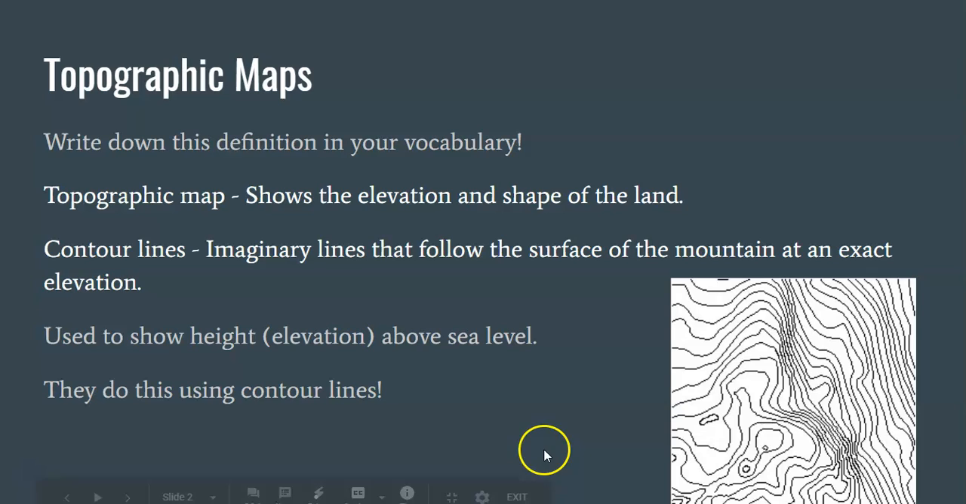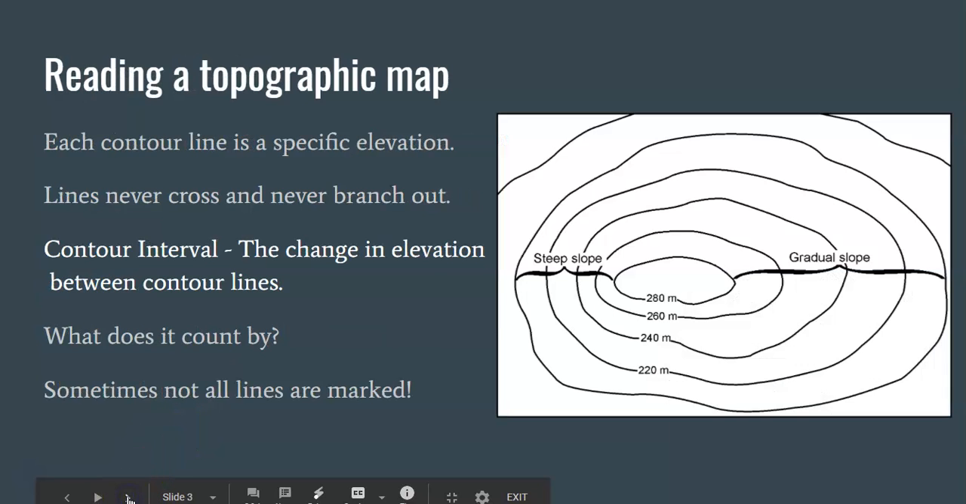And the way that they do these are with all these crazy squiggly lines over here. And these lines, these are contour lines, they tell you what the exact elevation is. So if you were a human being walking along this squiggly line exactly on the real mountain, you wouldn't go up, you wouldn't go down, you would stay at that exact elevation the entire time. So you'd be flat.